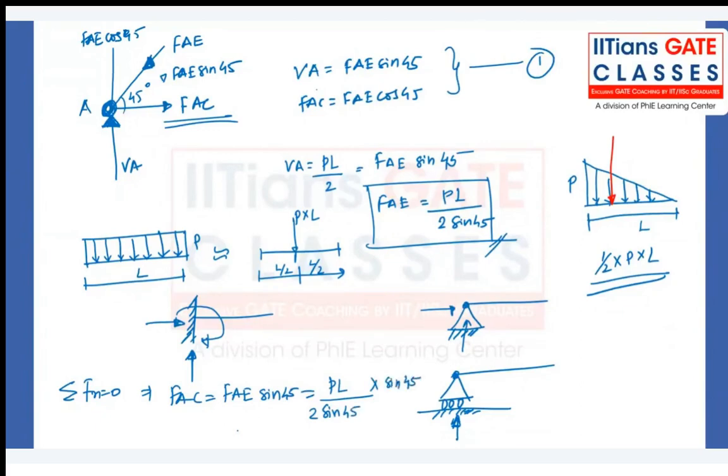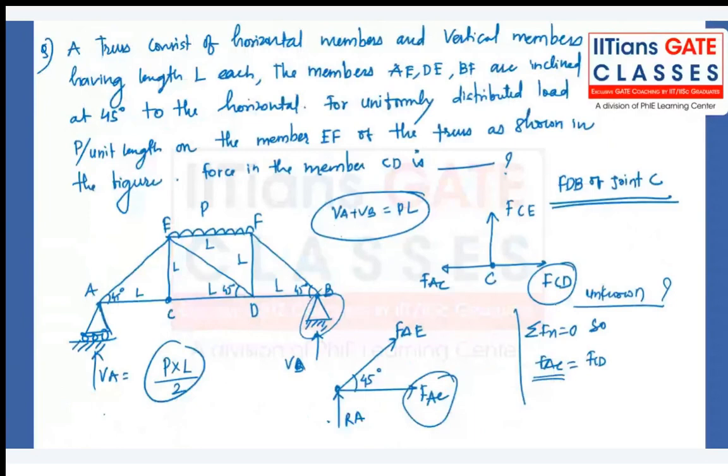Yeah, both are same anyway, but still better to write it correctly. And sine of 45 and cos of 45 are same, so we can cancel it out, and hence directly it is PL by 2. So FAC is equal to PL by 2, and we said here FCD is equal to FAC, so that's why the answer is PL by 2. Feel free to ask if you have any doubt.